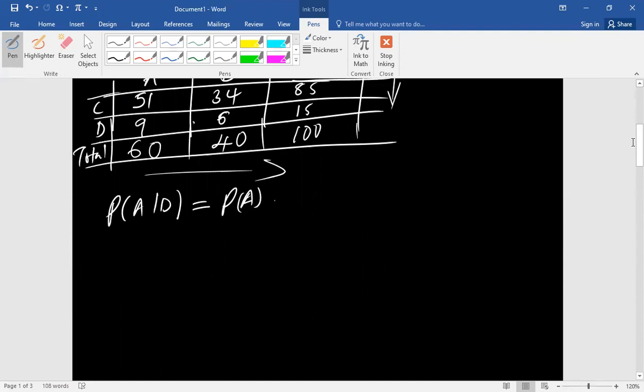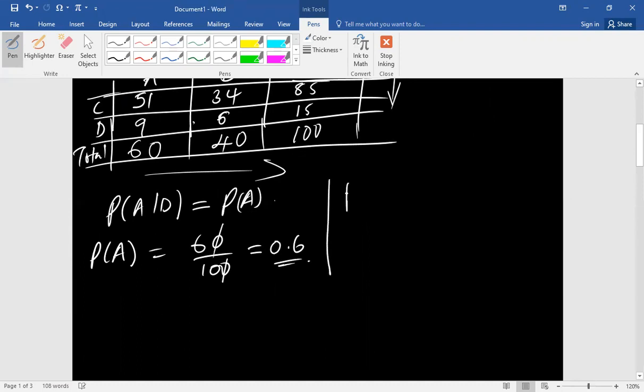So let's find the probability of A. We know that the probability of A is equal to 60 over 100, because we're just looking at the CDs that were manufactured on machine 1. So we cancel this, and this gives us 0.6. That's the probability of A.